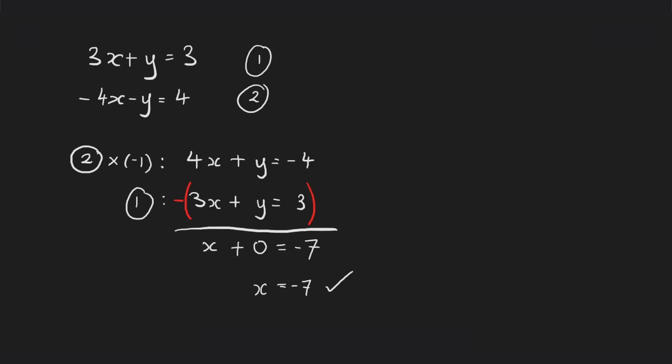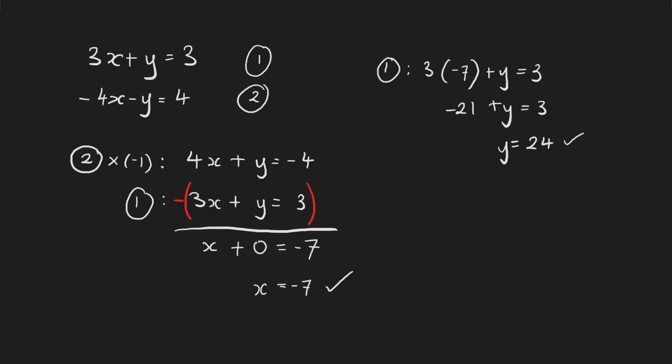You can do so by using equation number 1 or equation number 2. Equation number 1 looks a bit easier to work with since it has smaller numbers and it's all positive. So let's substitute negative 7 for x into that equation. 3 times negative 7 is negative 21. Add 21 to both sides and we will find that y equals 24. And so the intersection point between both our lines is negative 7, 24.